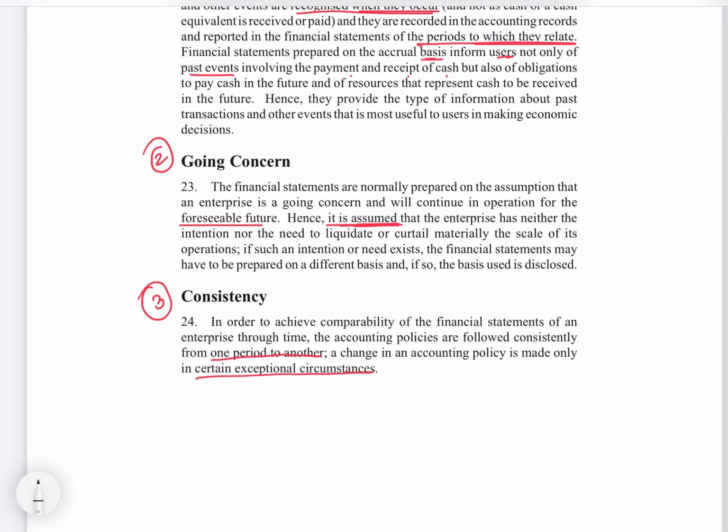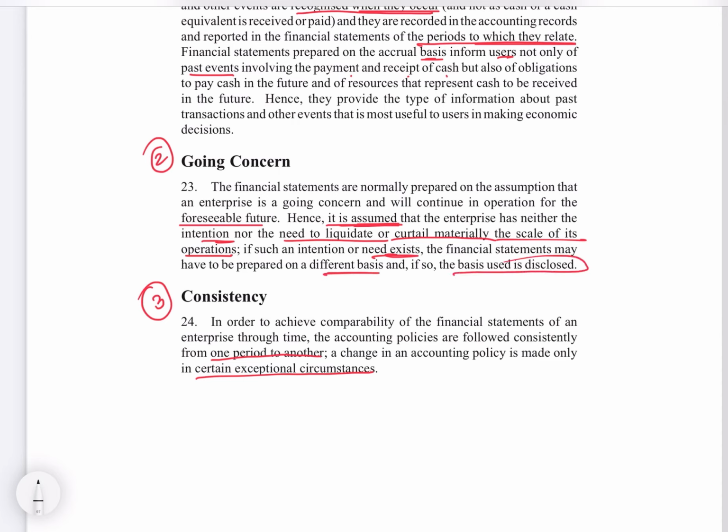So, going concern. Going concern means it is assumed that this enterprise is in a good position, which will be working for the foreseeable future, and it will continue its operation for that foreseeable future. Hence, it is assumed that the enterprise has neither the intention nor the need to liquidate or curtail materially the scale of its operation. If such an intention or need exists, the financial statements may have to be prepared on a different basis, and if so, the basis used is disclosed.